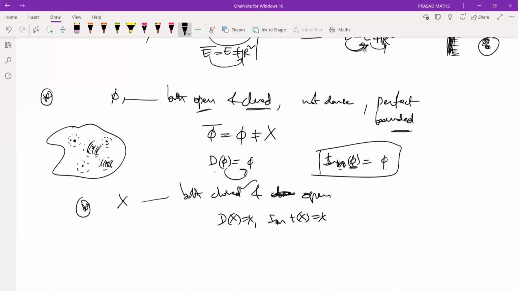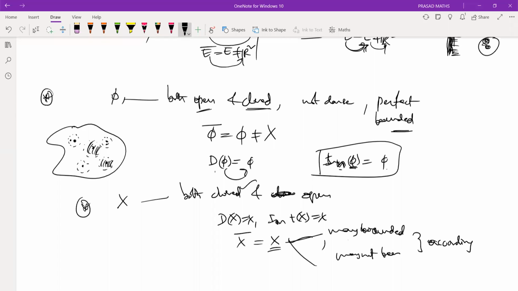X itself. What is the closure of the set? X is closed, therefore closure is itself. Yes or no? Is it bounded? It may be bounded or may not be bounded, according to the metric. Understand? May be bounded, may not be bounded, according to the metric that you are given.